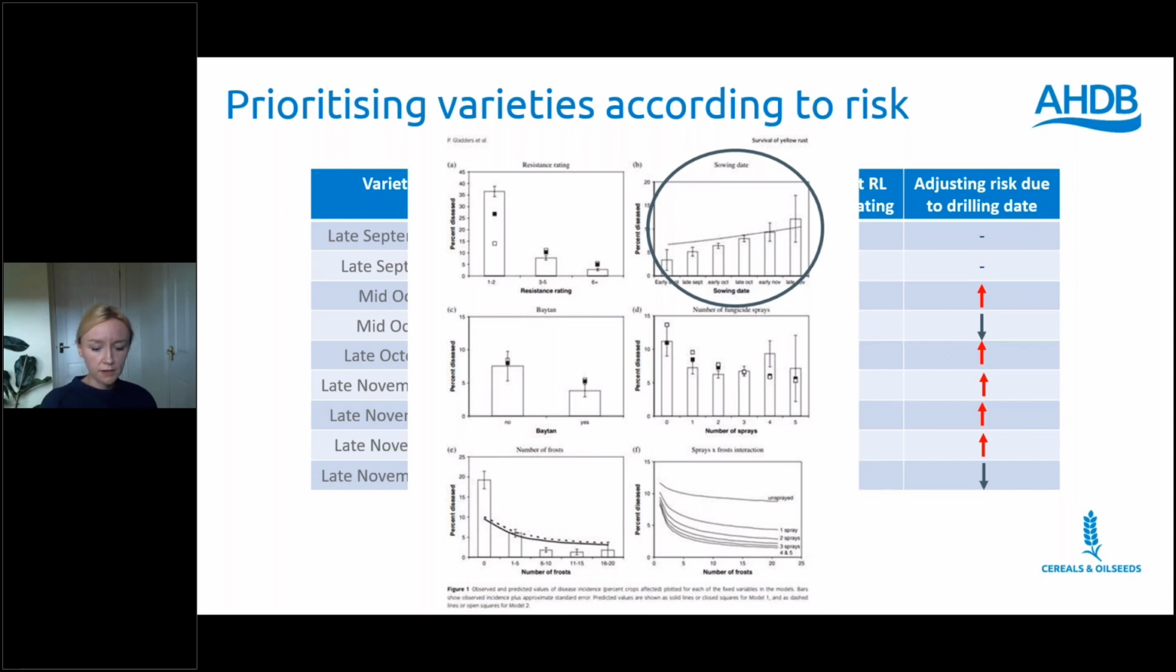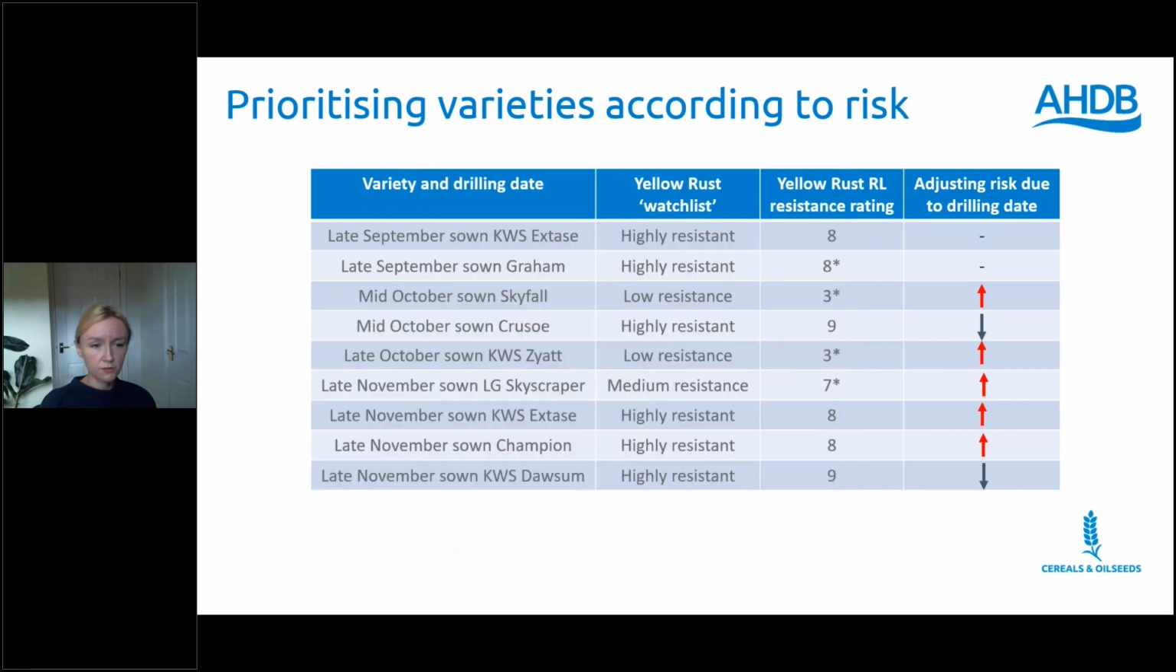So you take that and you think about, okay, well, I'm an agronomist and I'm managing lots of different varieties, and I've put some of these varieties here. So I've got some Extase, some Graham, some Skyfall, some Crusoe, some Zyatt, Champion and Dawson, and Skyscraper. And I've got lots of different sowing dates. So all the different farms that I'm looking after or managing, or maybe you're a farm manager with lots of different crops in the ground, all these different sowing dates. How do I prioritize them for managing yellow rust? So that's a priority for you in the area that you're sitting in.